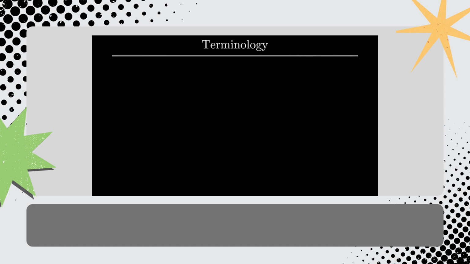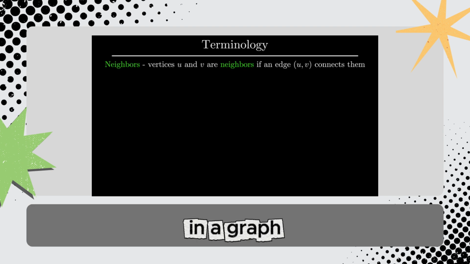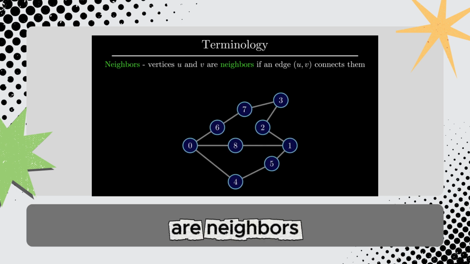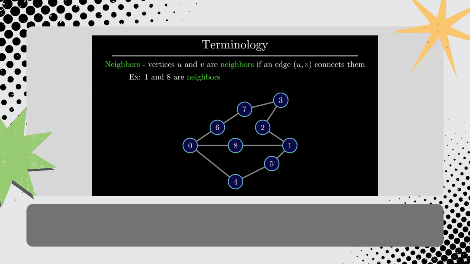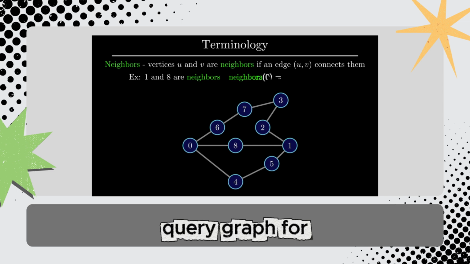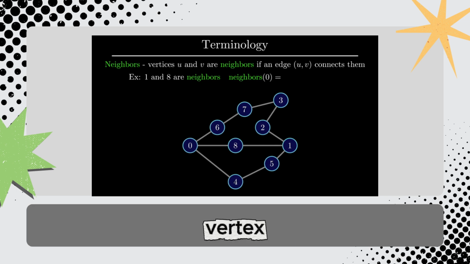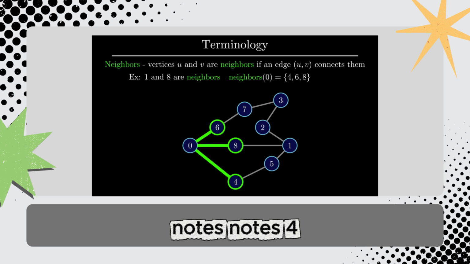Let's now define some important terminology that you'll see over and over again when talking about graphs. The first important term is the concept of neighbors in a graph. Formally, two vertices are neighbors if an edge connects them. Here's an example. Vertices 1 and 8 of this graph are neighbors since they are connected by an edge. One thing that we will often query a graph for is all neighbors of a particular vertex. For example, if we were to ask for all neighbors of node 0, the result would be the following set of three nodes: node 4, 6, and 8.